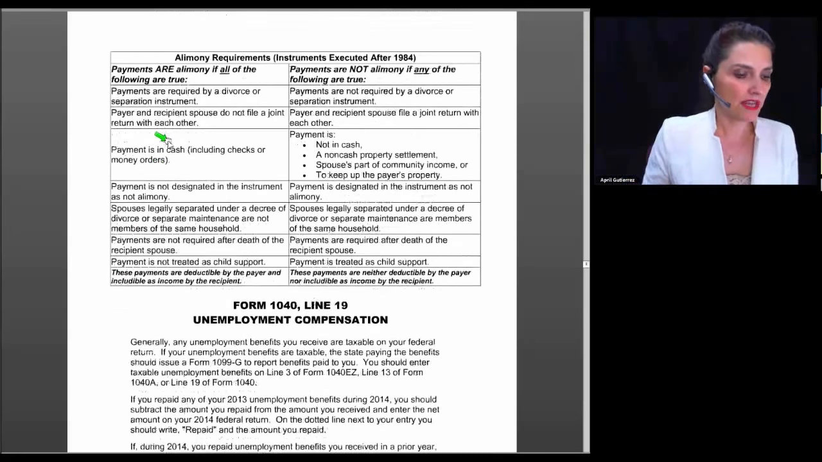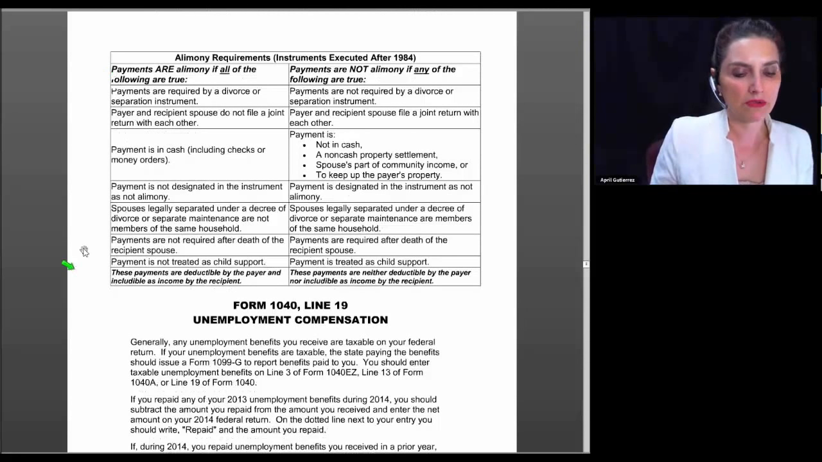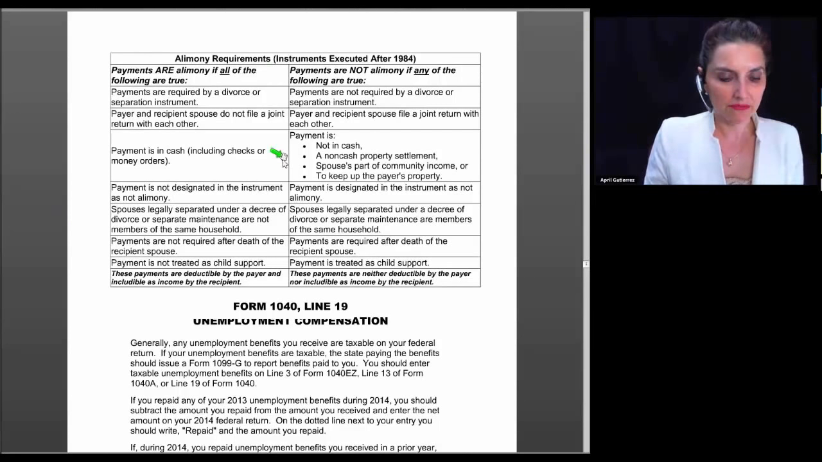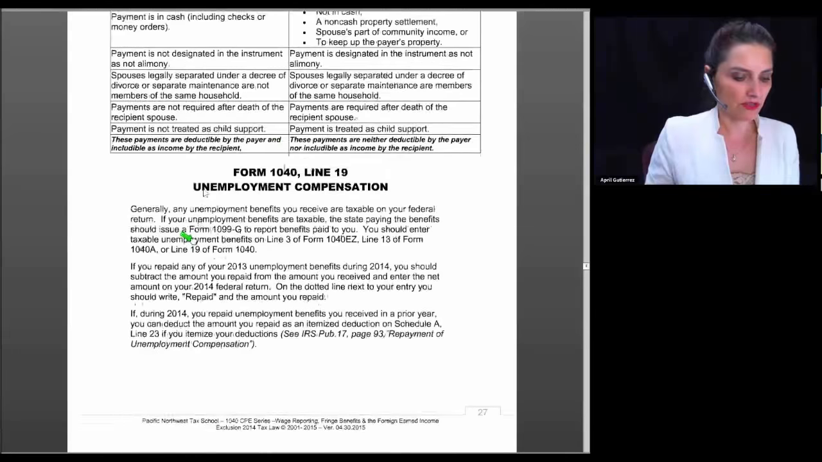Now, on the next page, up at the top, I have a table that really summarizes the rules for alimony. If you meet these tests, then you have alimony. And if any of the following in this column apply, then you don't have alimony. But I'll leave you to read that on your own.